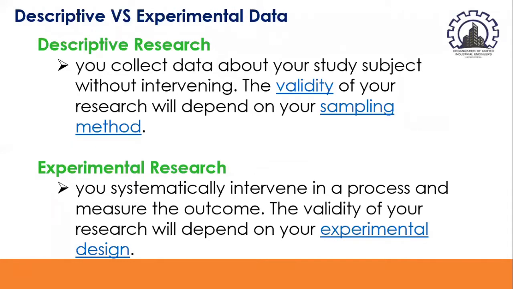Now, in descriptive research, you collect data about your study subject without intervening. So the validity of your research will totally depend on your sampling method. On the other hand, in experimental research, you systematically intervene in a process and measure the outcome. And therefore, the validity of your research will depend on your experimental design.